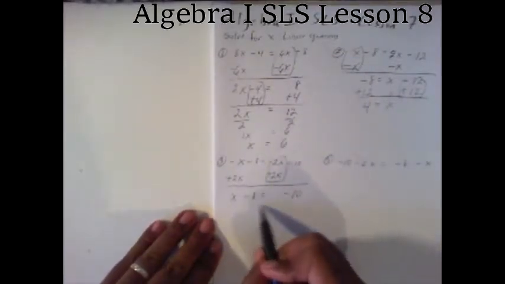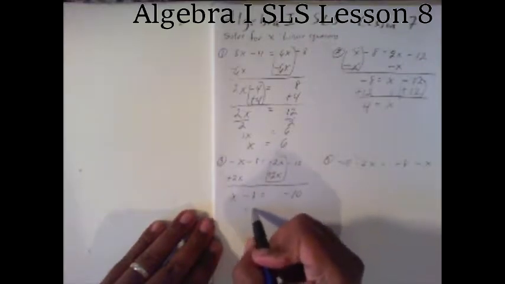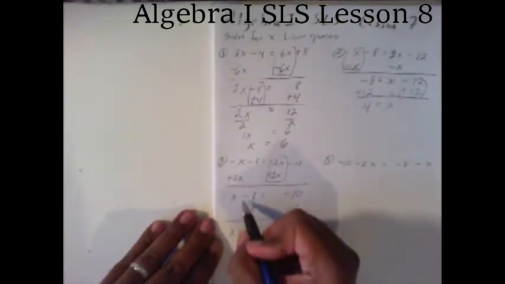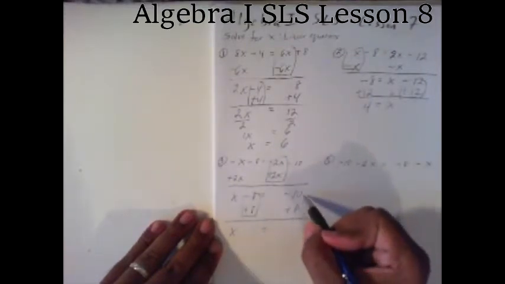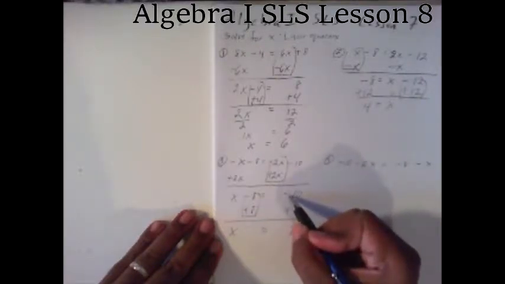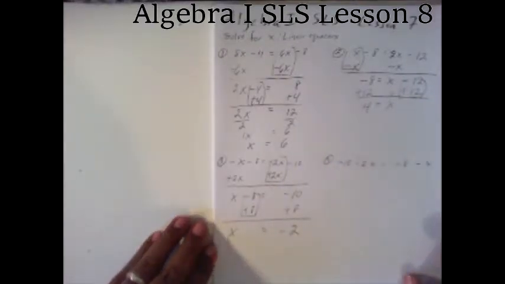From here, I'm going to add 8 to both sides, plus 8, plus 8. And this will give me x, the 8's cancel, equals, and since these are different signs, they'll subtract, so 10 take away 8 is 2. The bigger number 10 has a negative, so the answer will be a negative.